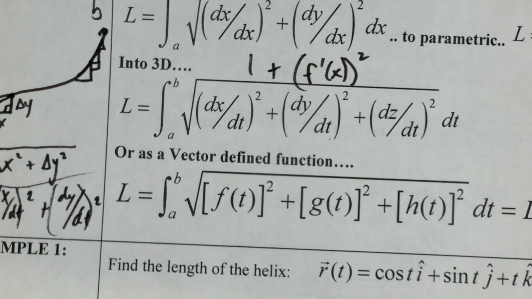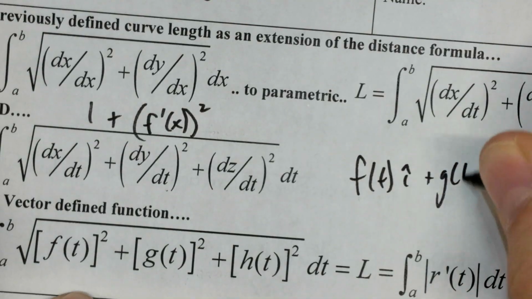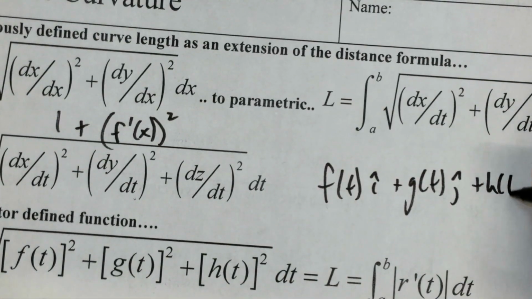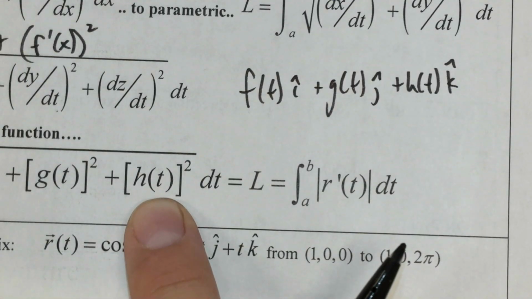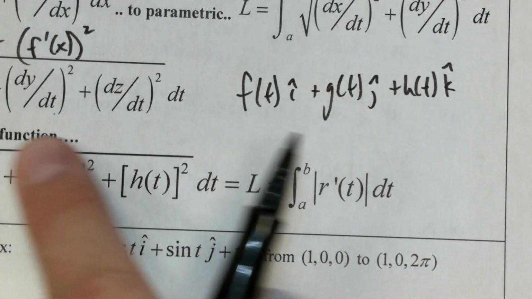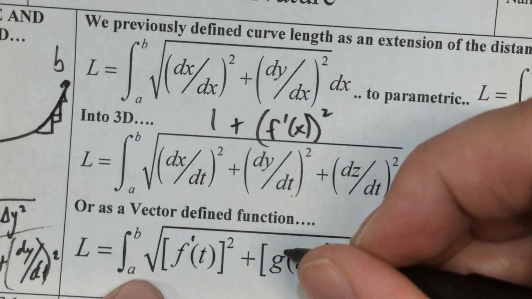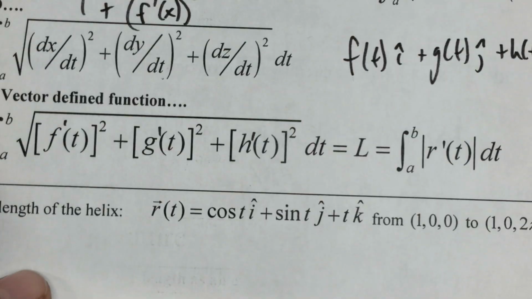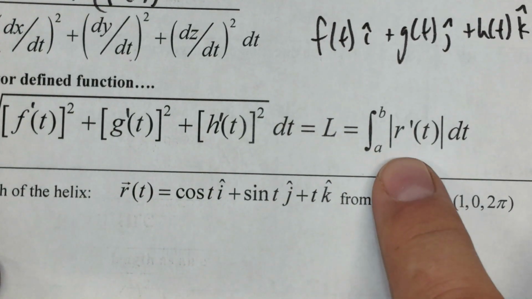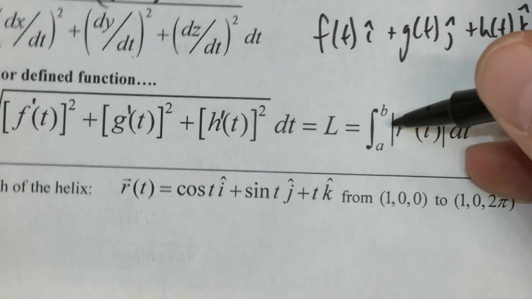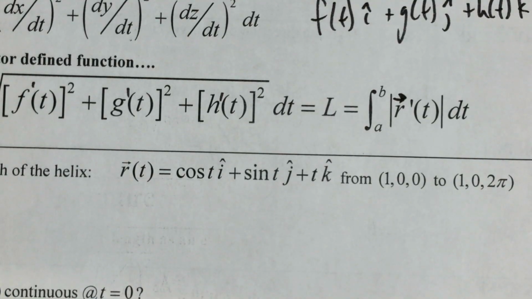When it's a vector-defined function, I know that my function is f of t for the i direction, g of t for the j direction, and h of t for the k direction, and so that's why I get these three. And so I could see this as a magnitude. These should all have little primes, huh? Prime, prime, prime. It would be the magnitude of all of these derivatives. And so that's what curve length ends up being: the integral of the magnitude of the derivative of my vector-defined function.